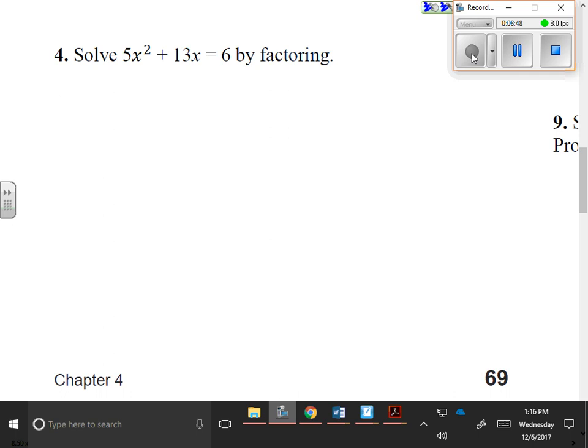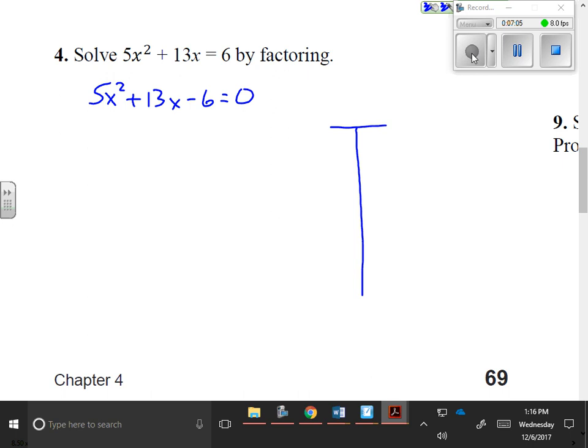All right, it's been a little while since we did factoring, so let's go over that. Make a T-chart, and we need to set it equal to 0. So 5x squared plus 13x minus 6 equals 0. And then we take A times C. 5 times negative 6 would be negative 30. We need two numbers that will multiply together to give me negative 30 and add together to give me 13.